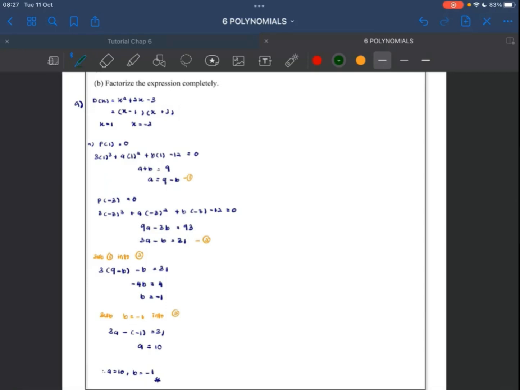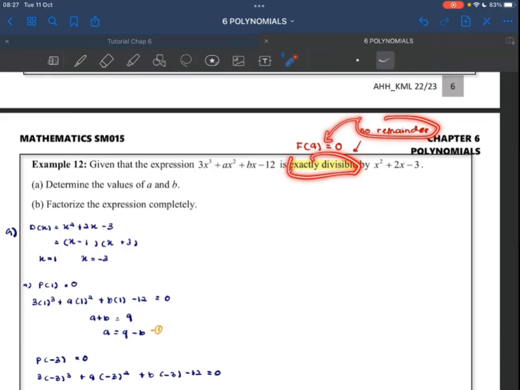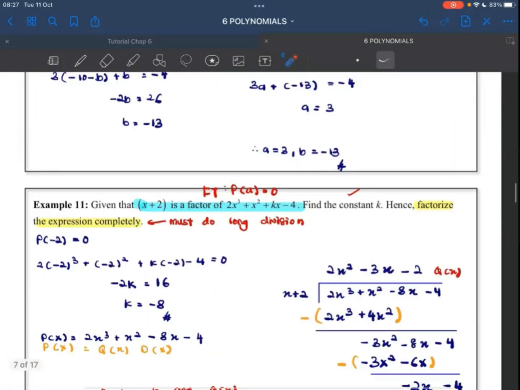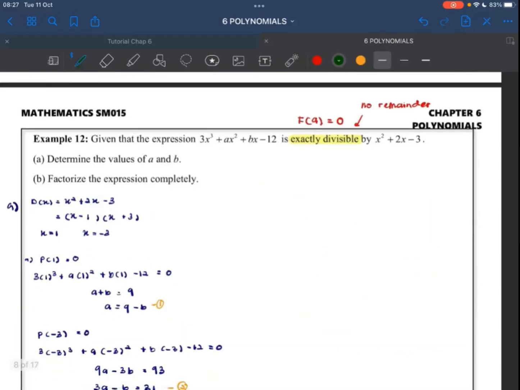Okay, so next. Question B, dia kata factorize the expression completely. Okay, macam tadi kita tahu ini dia kata exactly divisible, bukan divisor. Jangan kamu guna remainder theorem pula. Exactly divisible maksudnya no remainder. So kita guna kita punya factor theorem dekat sini. So macam apa yang kita buat dalam soalan yang sebelumnya, bila dia kata factorize the expression completely, kita akan buat long division.